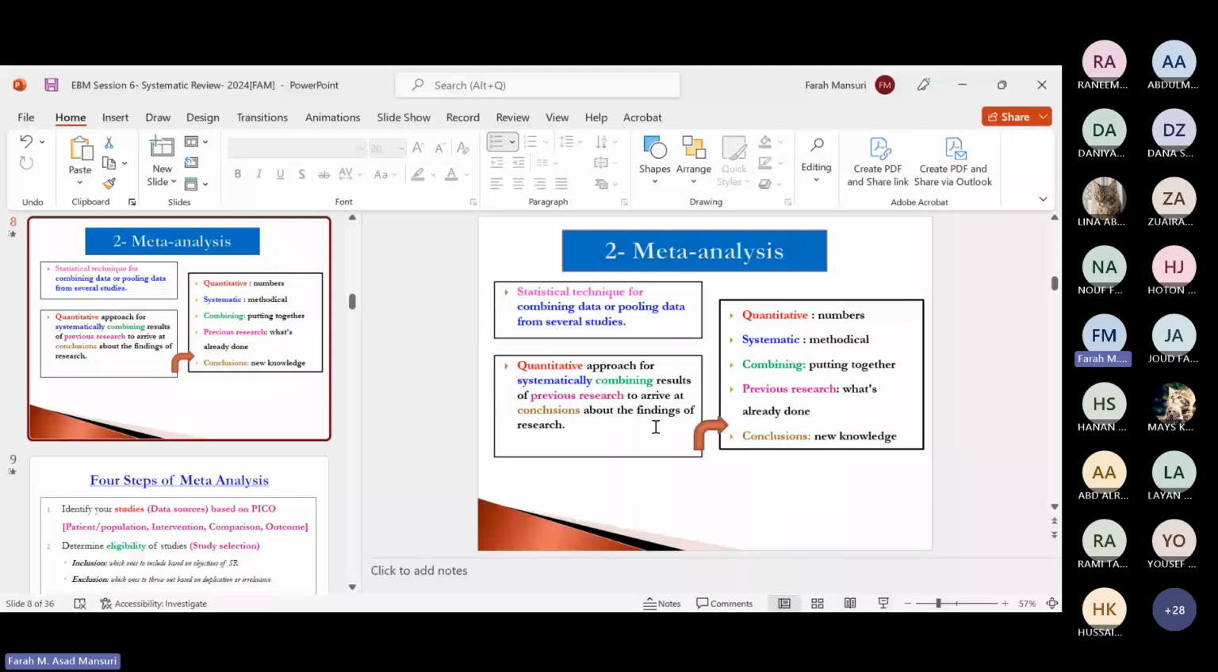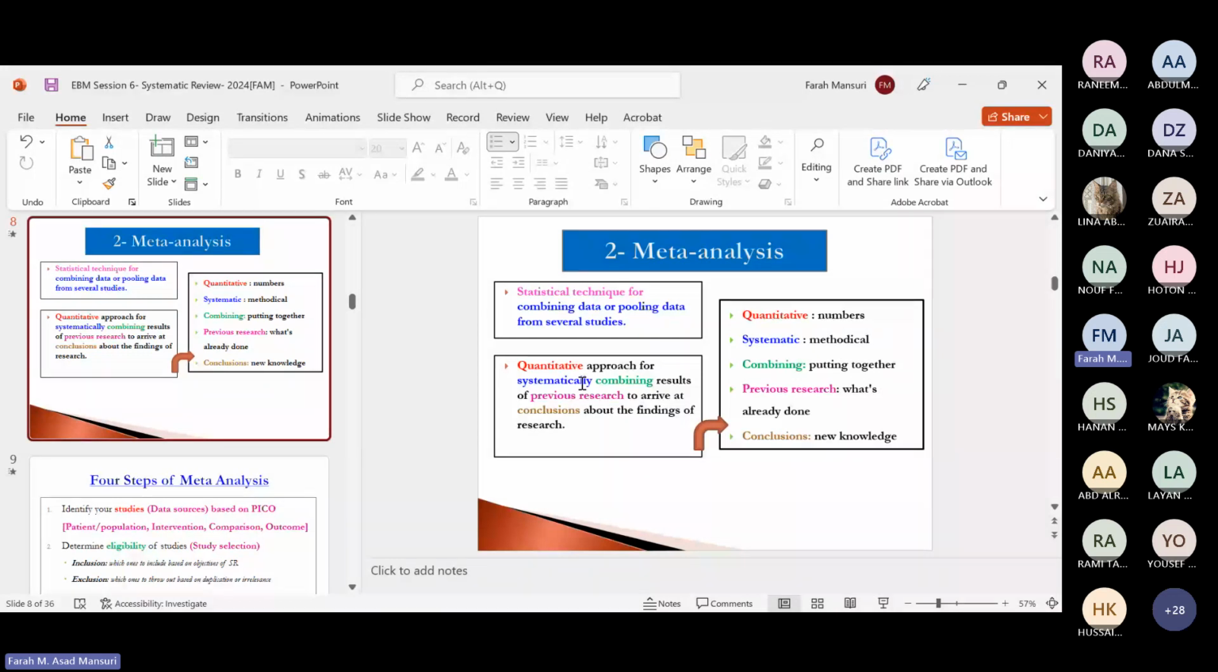Now the quantitative approach: this is also considered a quantitative approach, because systematic reviews are sometimes done for qualitative data. There we cannot apply this meta-analysis. I give you an example of a qualitative approach: suppose we want to see that there's not enough data regarding injury management and road traffic accidents.